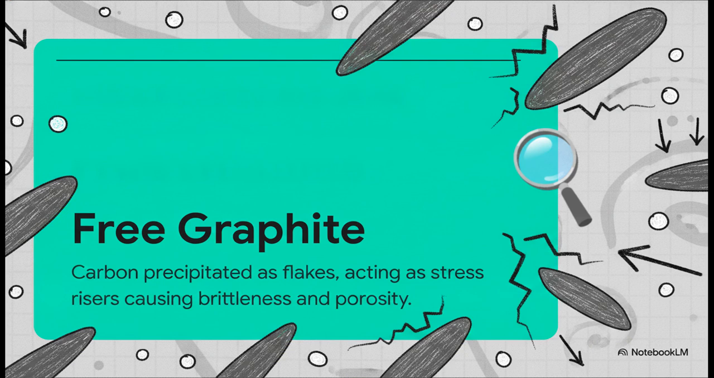And here's the absolute most crucial takeaway. This free graphite is the single biggest reason cast iron is so incredibly hostile to weld. It introduces severe brittleness and gives carbon a direct path right into your weld pool, which basically guarantees porosity.